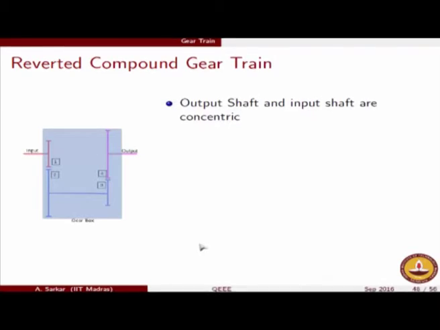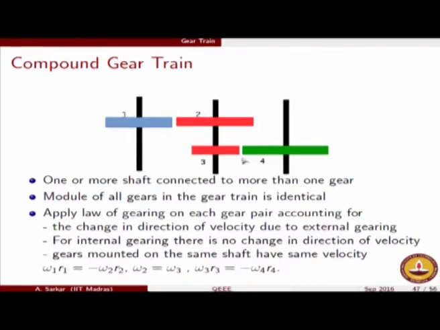So that is a compound gear train. In the arrangement that you see in a typical transmission box, such as in a lathe or even some cars, you will see what is known as a reverted compound gear train. So it is a compound gear train, but it is also reverted. What that means is that the input and the output shafts are pointing along the same direction. If you see here, the input and output shafts are parallel, but they are not concentric, not identical. The directions are shifted.